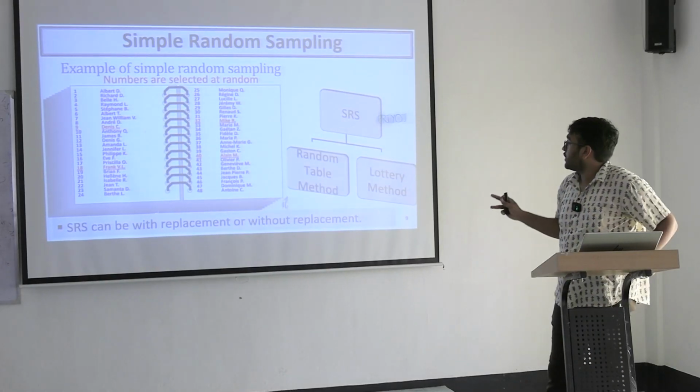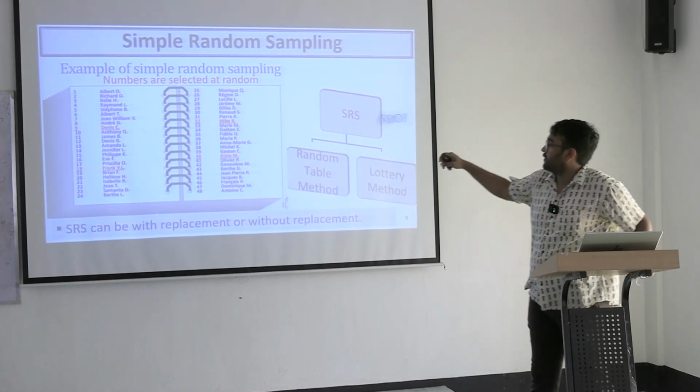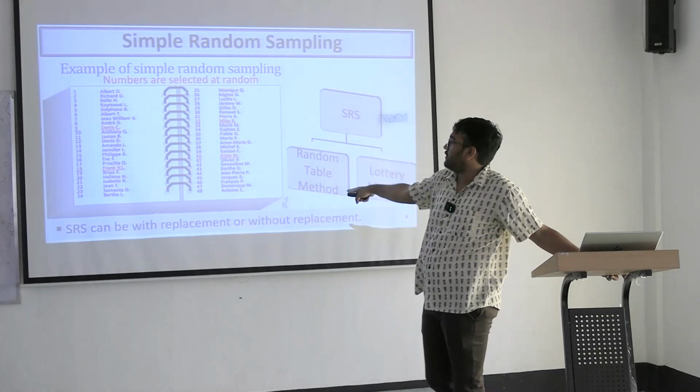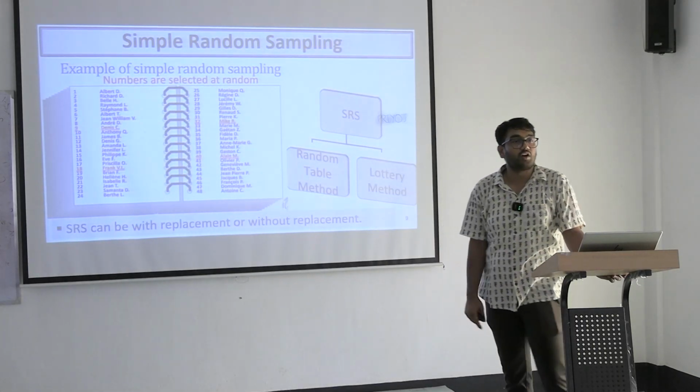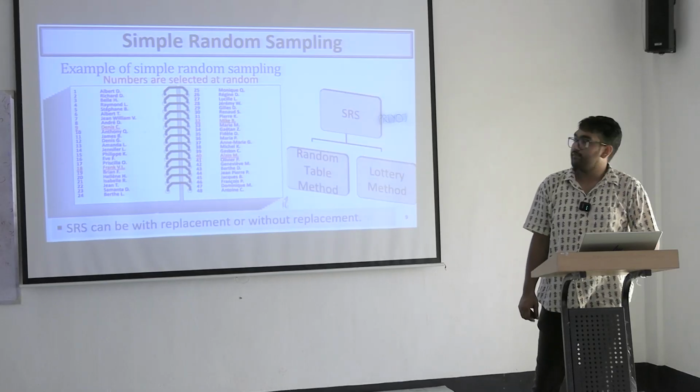Next. So this is how we do it. See, there is a list of 48 individuals. From that, the 9th, 18th, 32nd and 40th individuals have got selected.